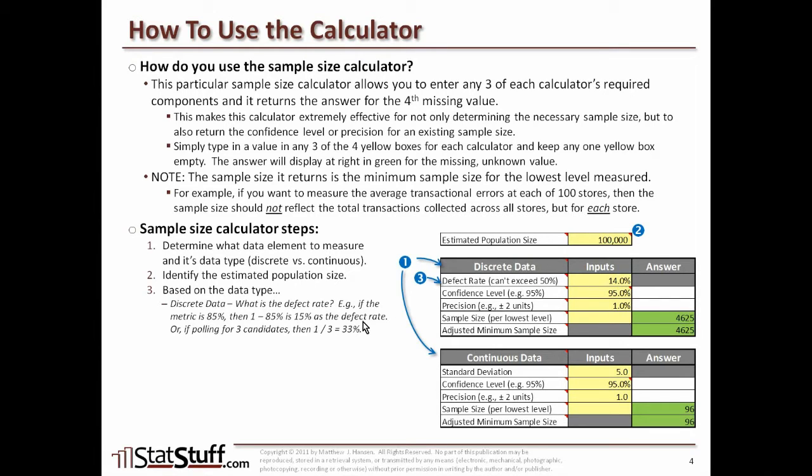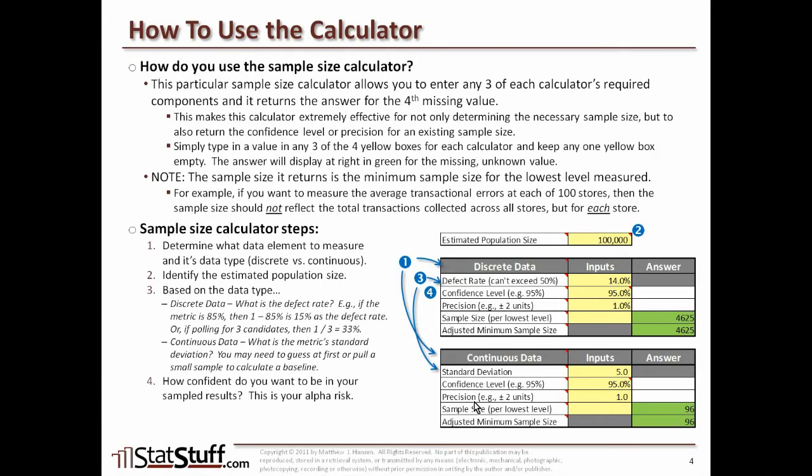Or as we mentioned before, you can do 1 divided by the number of discrete values. So if you're polling for 3 candidates, then you could do 1 divided by 3, and you can plug in the value of 33%. Or as a worst case or most conservative level, you can plug in 50%. Now if you've got continuous data that you're working with, then you've got to figure out what the standard deviation is. You may need to guess at it first, or you can do a simple standard deviation calculation based off of some similar data that you have and use that as a baseline.